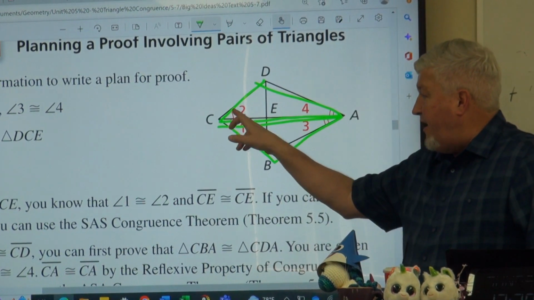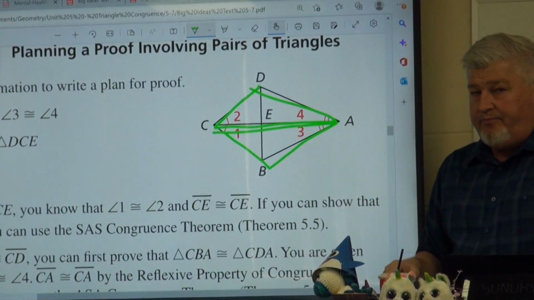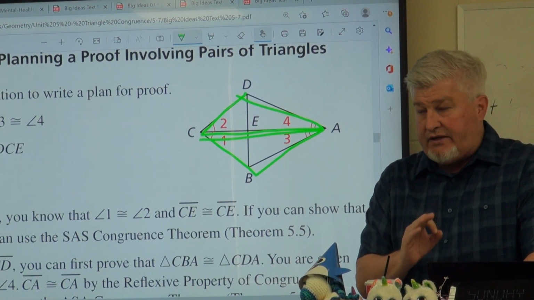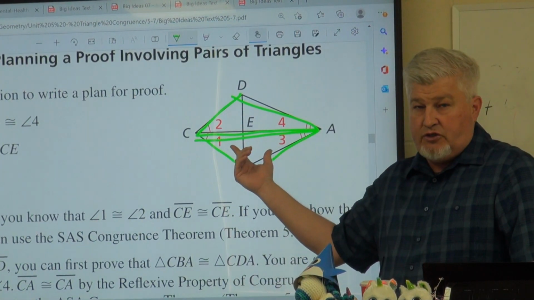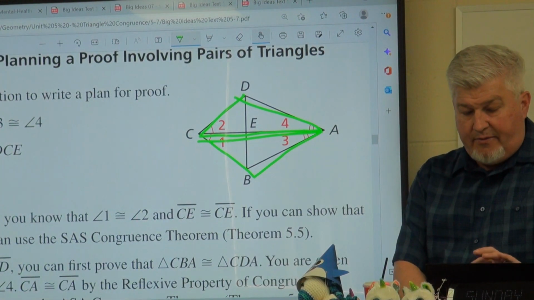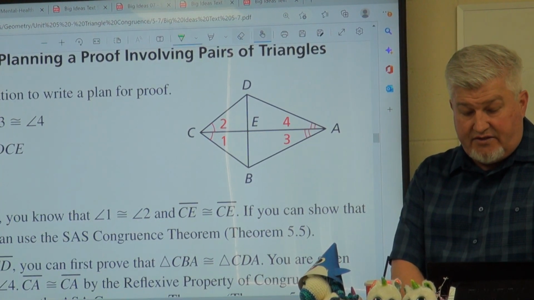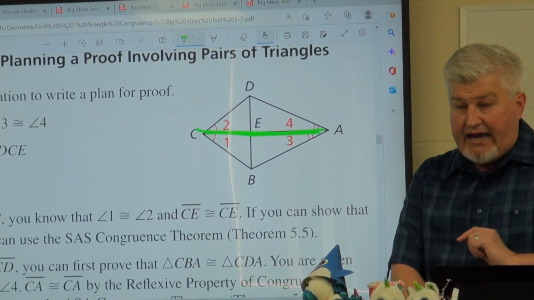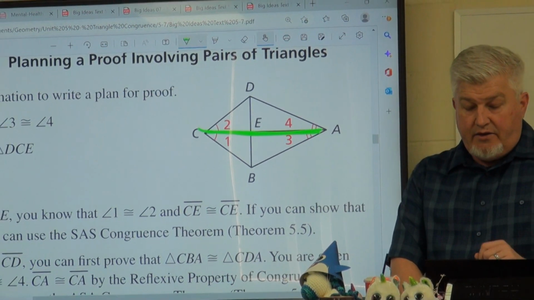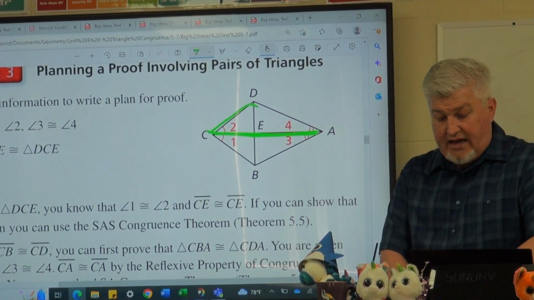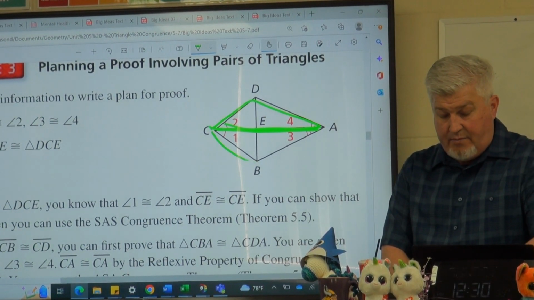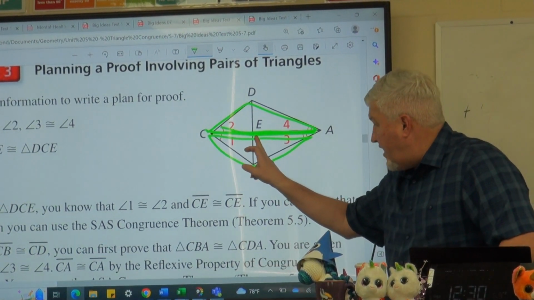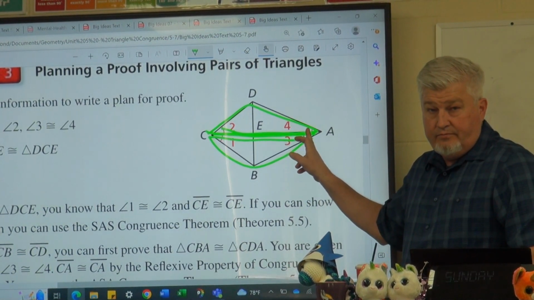Notice these 2 triangles have 2 angles that are equal. If I can prove one more thing congruent, I know these triangles are congruent to each other. Let me erase. What I want you to notice is they also have a shared side between the 2 of them. So then those 2 triangles, CDA and CBA, are congruent to each other by angle, side, angle.